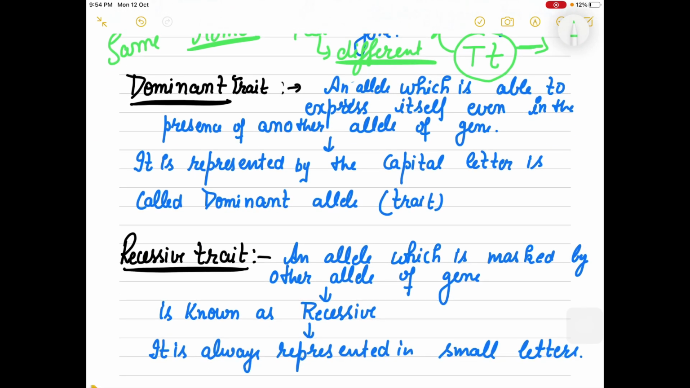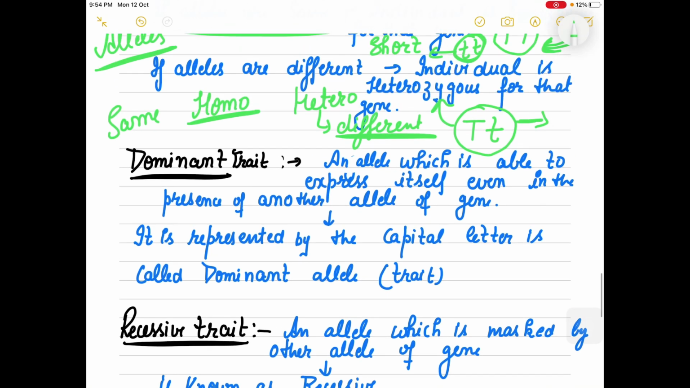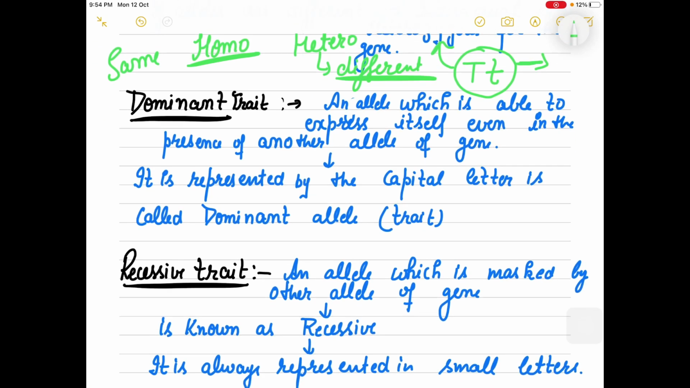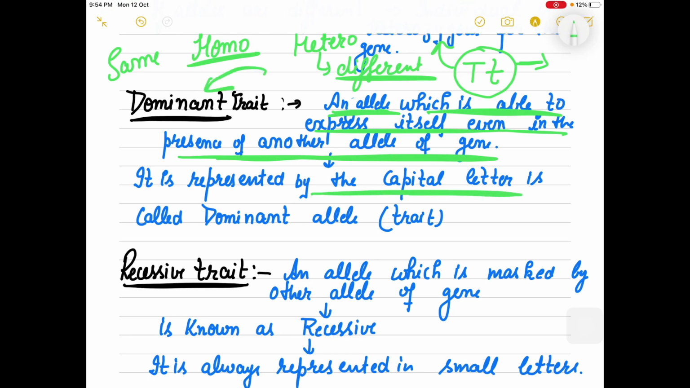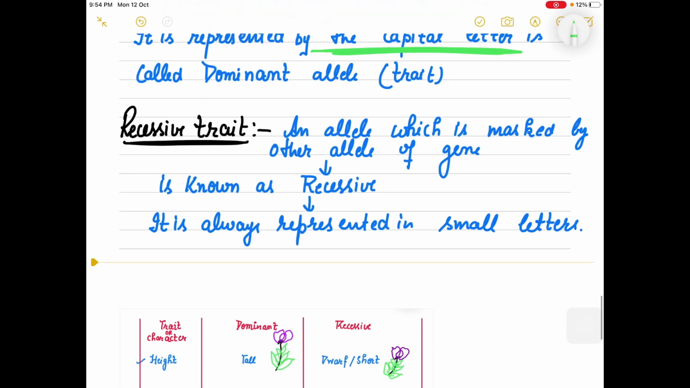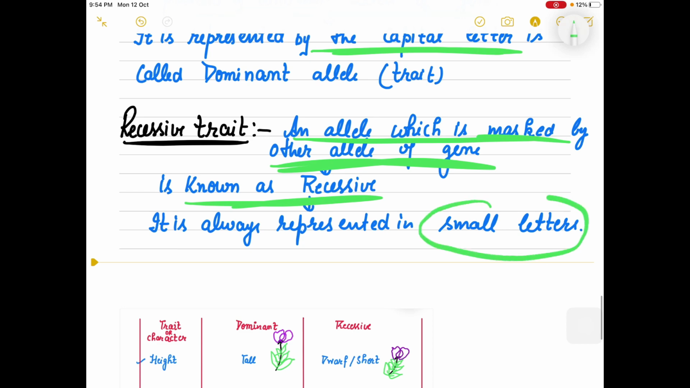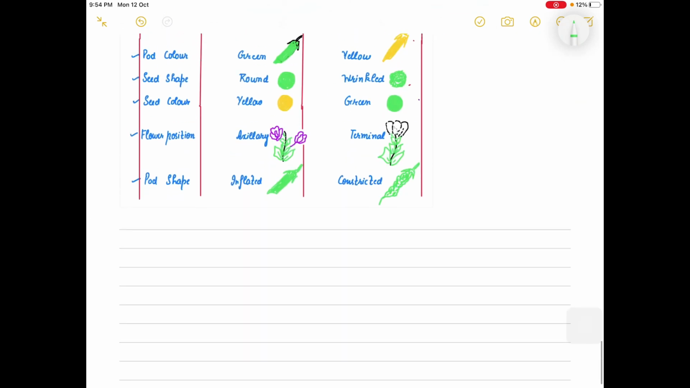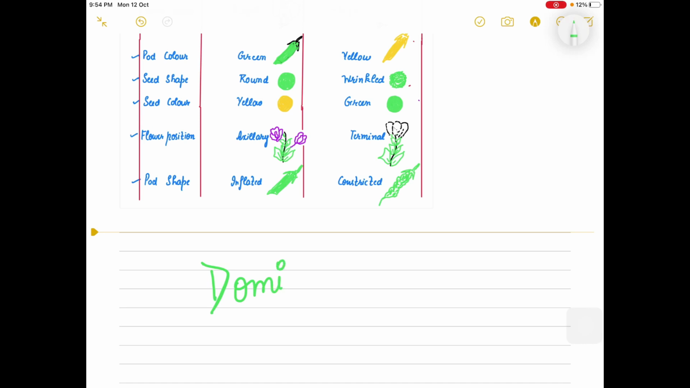Dominant trait. Now, what is a dominant trait? An allele, there are two alleles. An allele which is able to express itself even in the presence of the other allele of a gene is known as dominant. It is always represented by a capital letter. An allele which is masked by the other allele of a gene is known as recessive. For this, I want to give you an example of dominant and recessive.